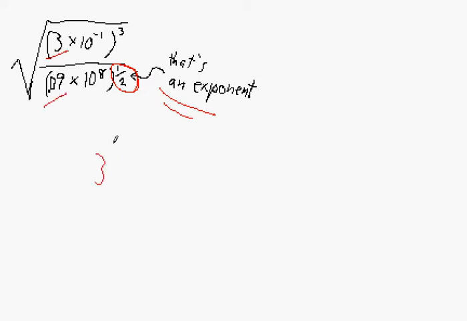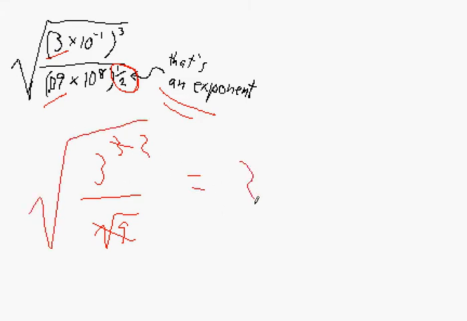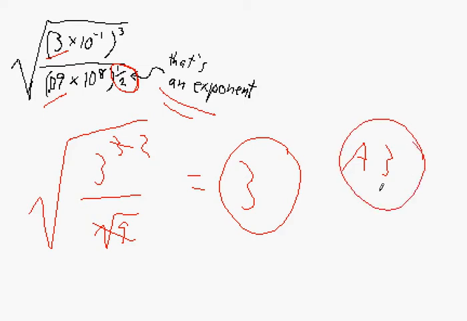We've got a 3 cubed over a square root of 9. That simplifies down to 3 squared. Since we're taking the square root of the whole thing, we end up with just a 3. Digit is 3. If answer choice A were a 3, I would pick A. Don't even have to look at the exponent on the 10.